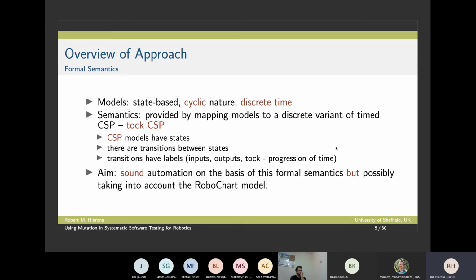And CSP has models which are described in terms of states and transitions, with labels, and it has a denotational semantics that allows one to reason about it. So this gives us the potential to have automated testing and sound automated testing, the soundness guaranteed by the formal semantics and reasoning across that.